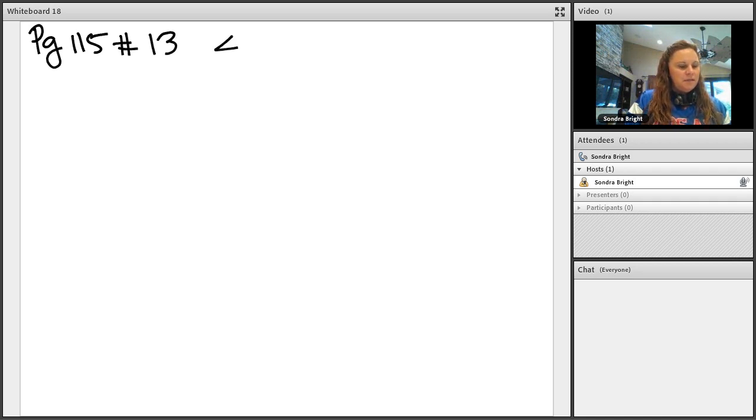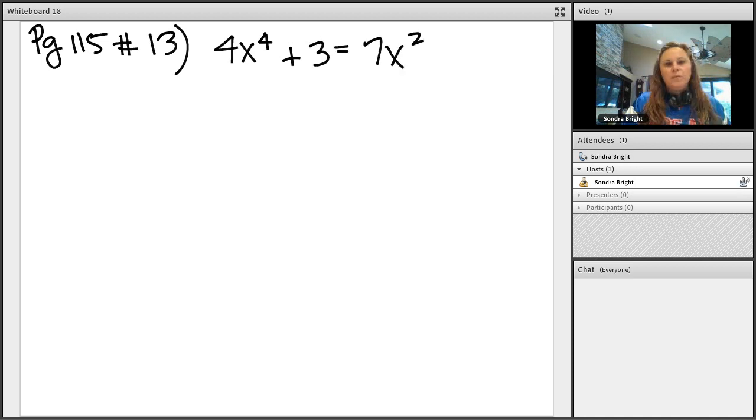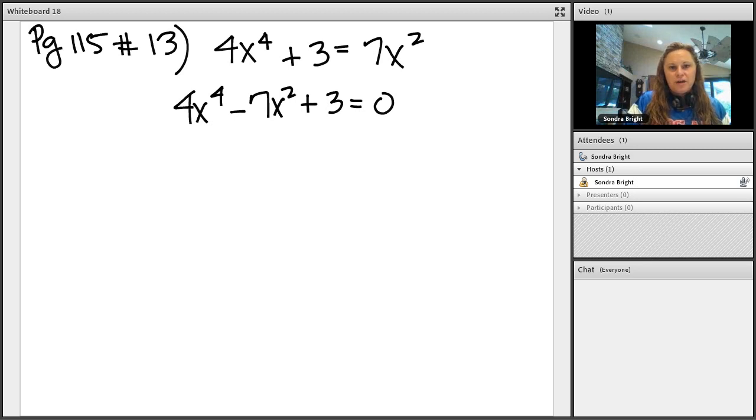It is 4x to the 4th plus 3 equals 7x squared. The first thing you want to do is set this equation equal to 0. So I would subtract the 7x squared, and you're at 4x to the 4th minus 7x squared plus 3 equals 0. This is one where it's not a quadratic, right? This is actually a quartic, but it takes on the quadratic form.